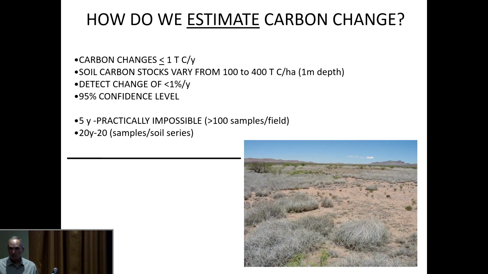So how do we estimate carbon change over time, and particularly over management time? How do we see if our management is working? We're looking at soil carbon changes that are certainly less than 1 ton of carbon per year. Soil carbon stocks vary greatly, anywhere from 100 to 400 tons of carbon, so the background noise is really high. We want to detect a change of 1%, and if you remember these graphs that I've been showing you, 2 or 3% soil carbon is pretty high. So a 1% change is an increase of a half to a third. That's a lot.